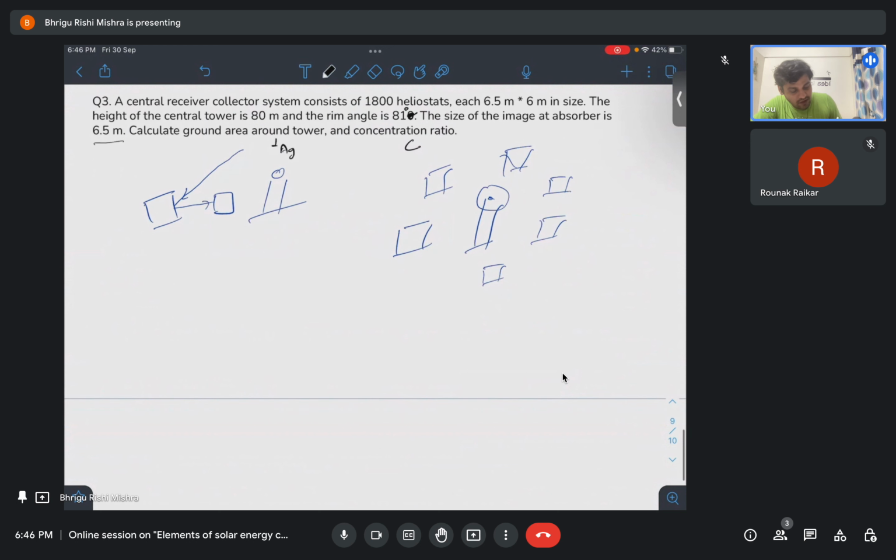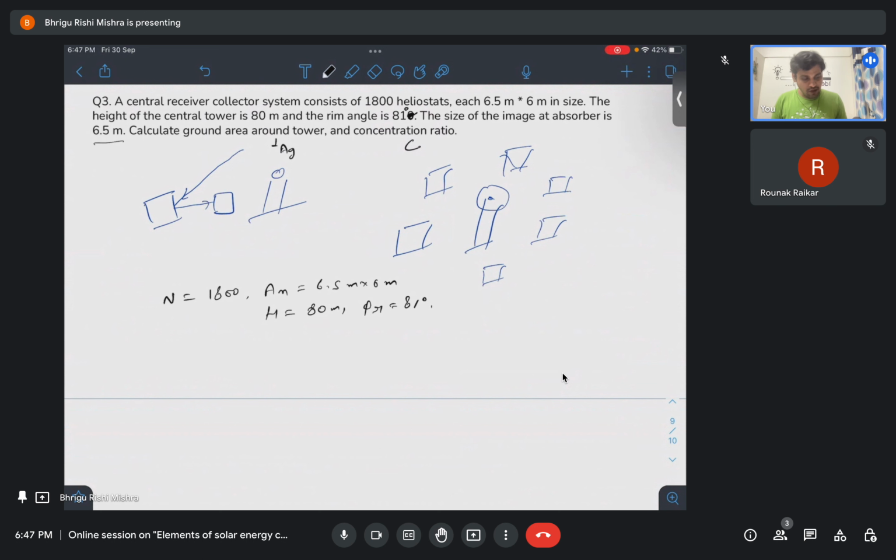Okay, so what are the things given? You are given the number of heliostats, 1800, and the area of each heliostat or mirror, I can say, that means 6.5 meter into 6.5 meter. The height of the central tower is also given, it is 80 meter, and the rim angle, here the receiver's rim angle, is given as 81 degree.